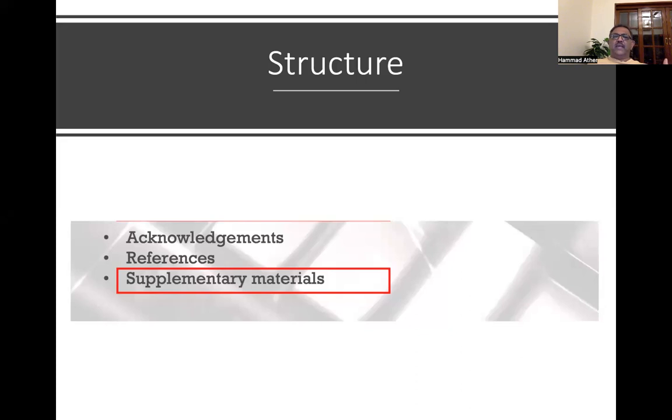the other things as well, like the acknowledgements. So somebody who has helped you in the manuscript, but that help does not qualify him or her to be an author, then they go into acknowledgements, references, and then some of the supplementary material, which is now becoming more and more important because the journal wants you to submit your supplementary material.